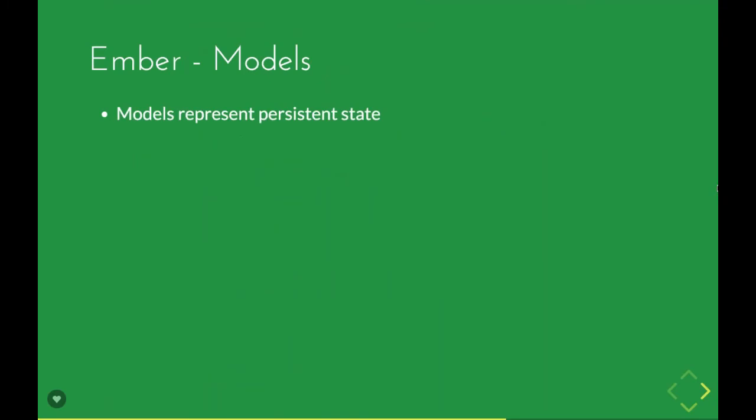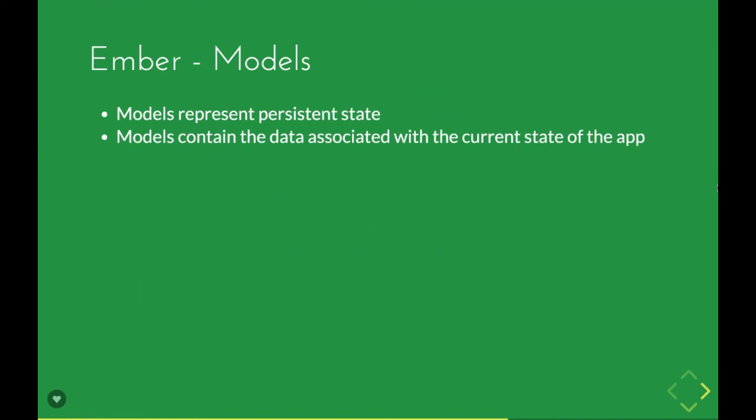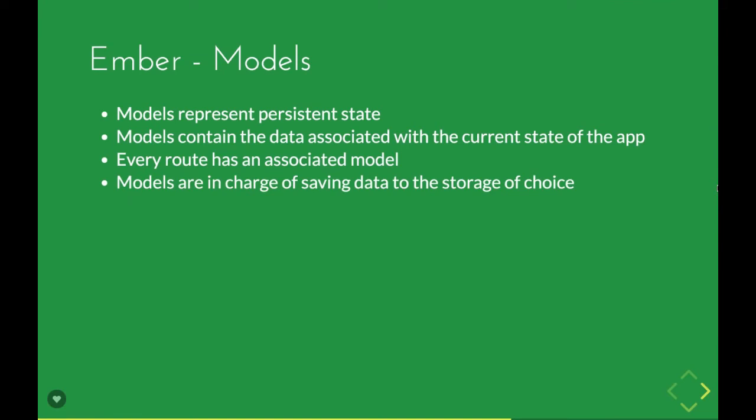Now, models with Ember are the ones that persist state across the application for each individual view, or potentially multiple views, depending on how we set that up. Models contain the data associated with the current state of the application. Every route has an associated model. Models are in charge of saving the data to the storage of choice, whether that's a database or in memory, whatever it might be. So really, models are what provide our data.